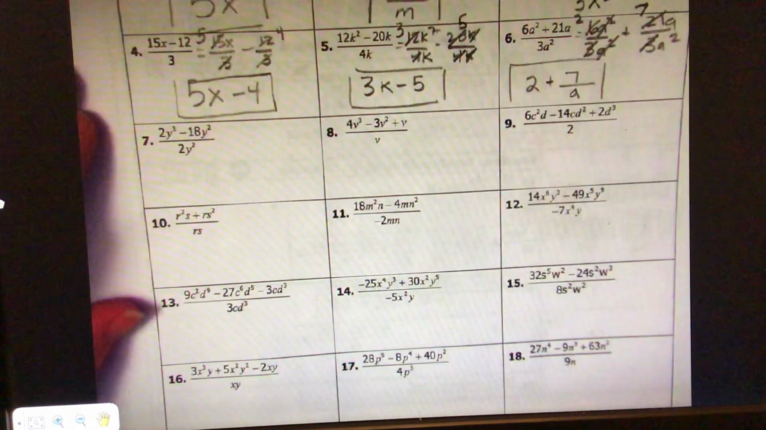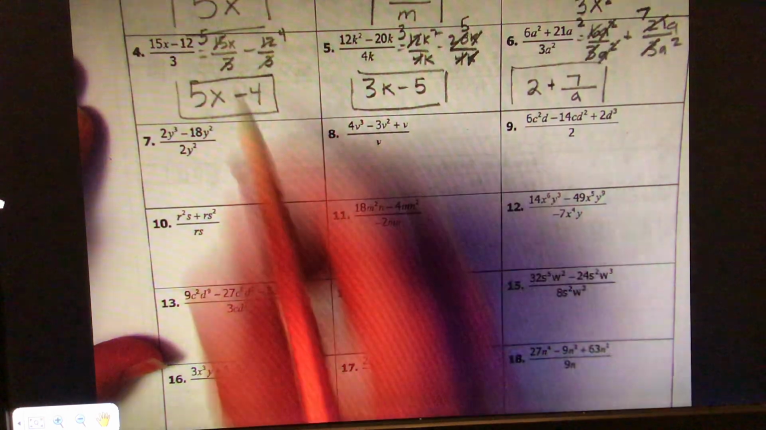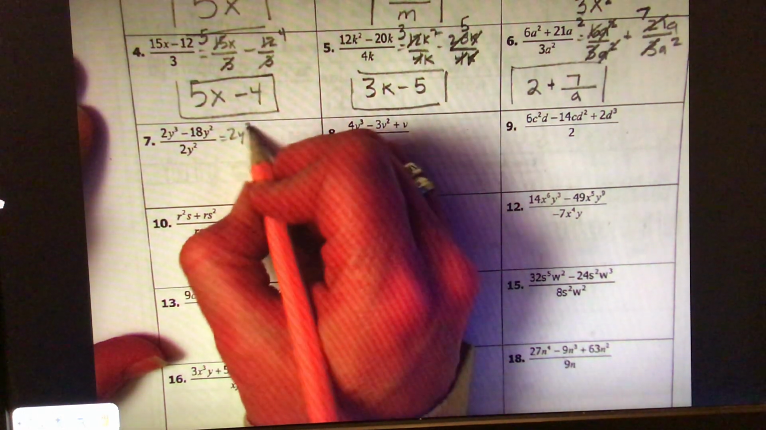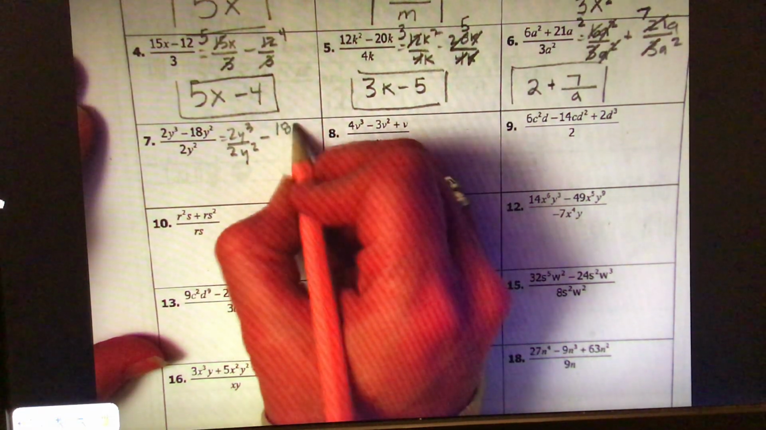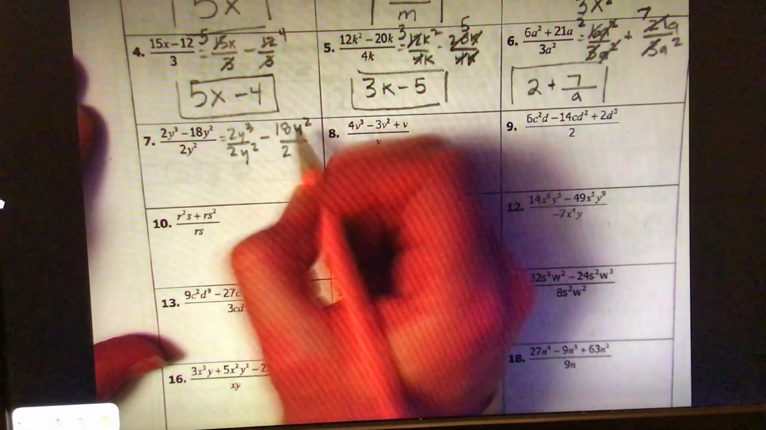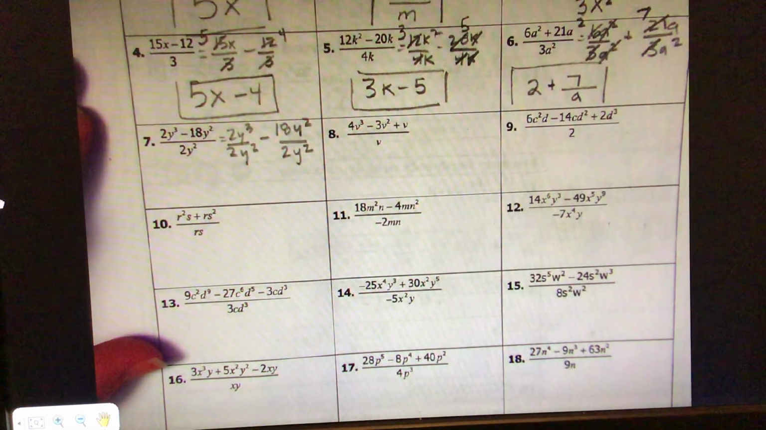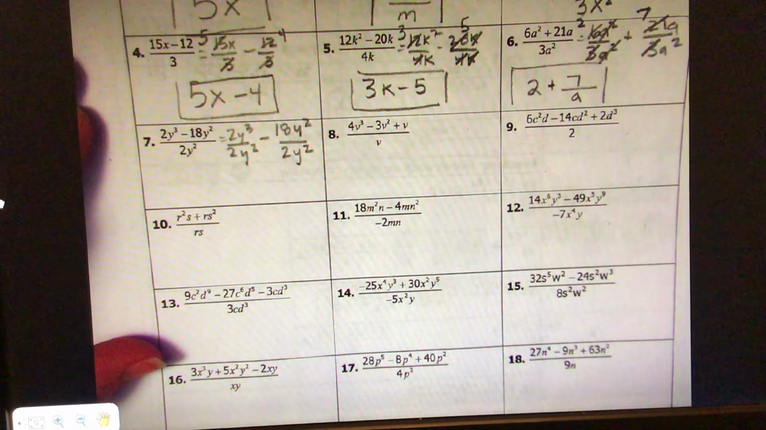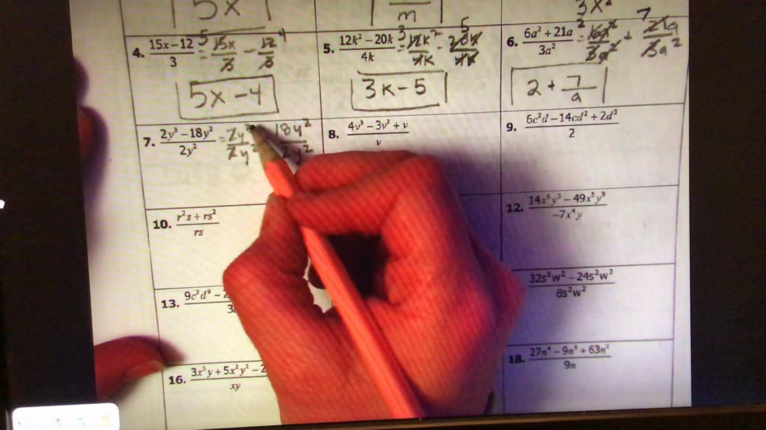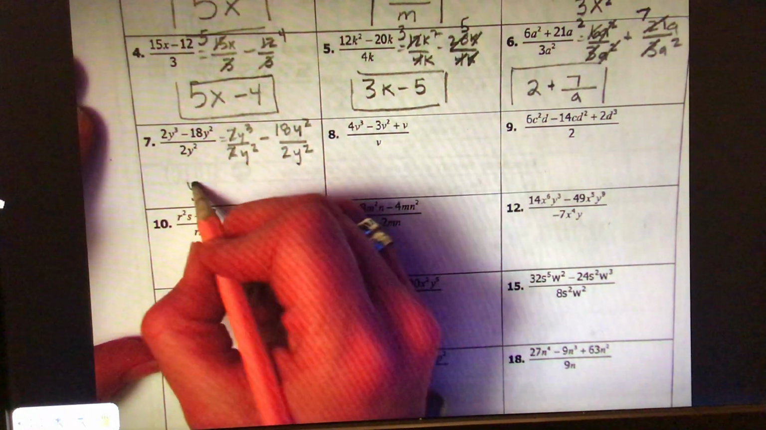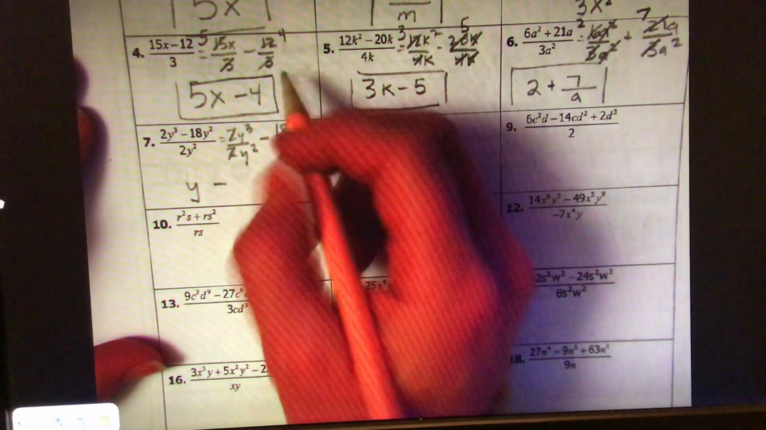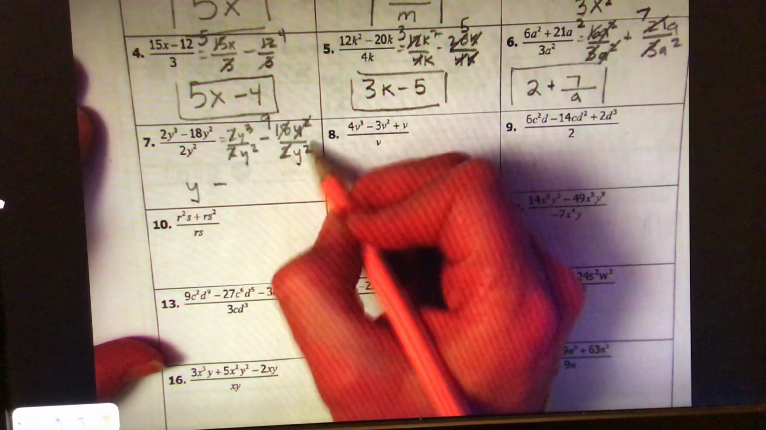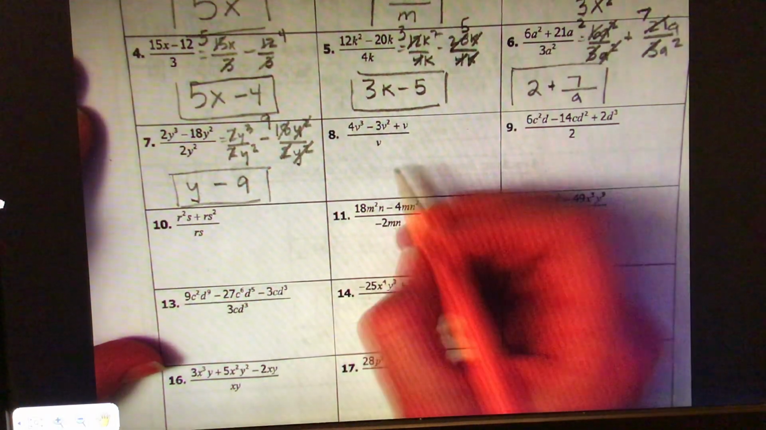Number 7. 2y cubed minus 18y squared over the same denominator, okay? So now these cancel. 3 minus 2 is 1, y. Minus 2 goes into 18 9 times. These cancel each other out. Oh, yes, that's pretty straightforward. I've got a linear here. Okay, great.